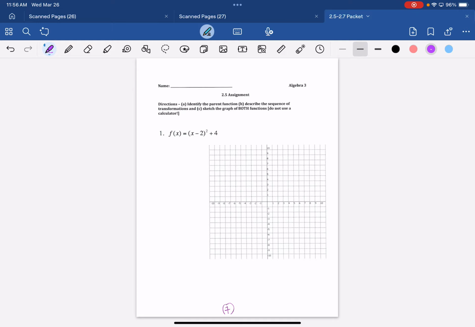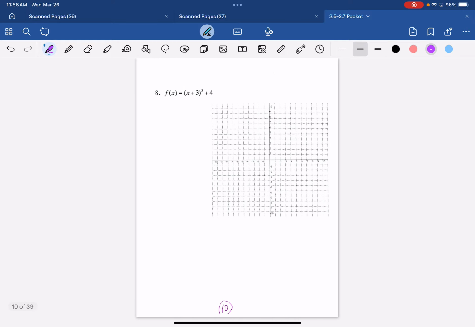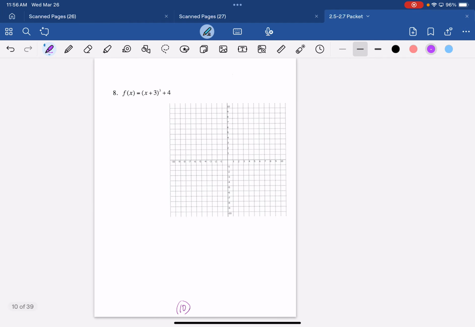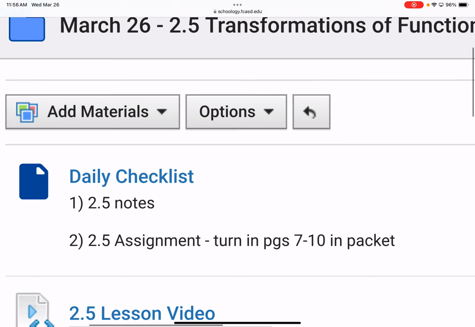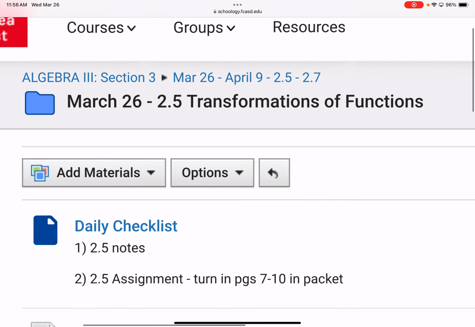Or if you don't want to do that, you can show me the hard copy at the end of class today. But it shouldn't take you long. It's page 7 through 10. That is our only homework for tonight.